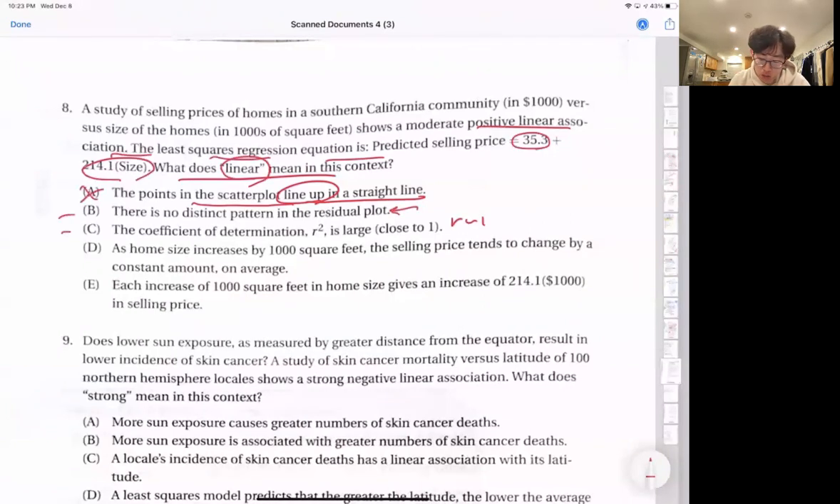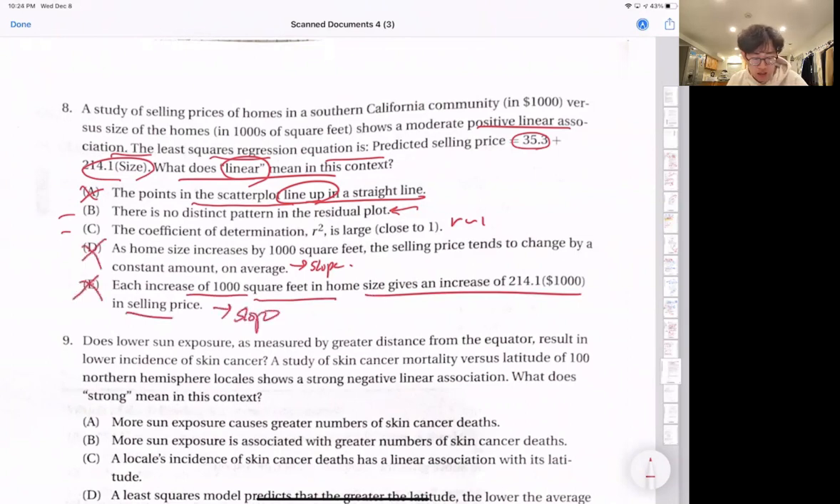As home size increases by 1,000, the selling price tends to change by a constant amount on average. That's just describing what the slope is, by the way. Each increase of 1,000 square feet, the house, okay, that's also another slope. So D and E are really just all about the slope right here.